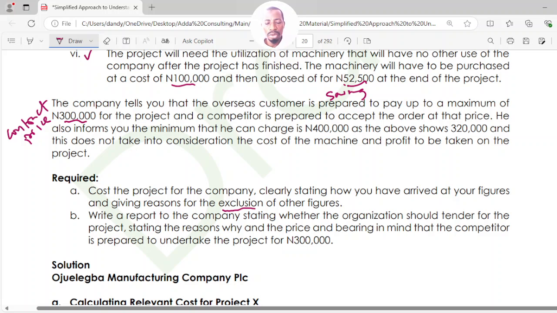So what do you do in solving this question? In the A part, there are two things you are going to do. One is to determine the relevant cost. Two, you have to state your assumptions, how you arrive at your numbers. Then in the B part, you have to write a report. So let's solve the question.